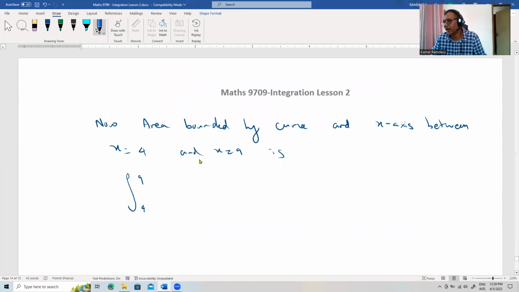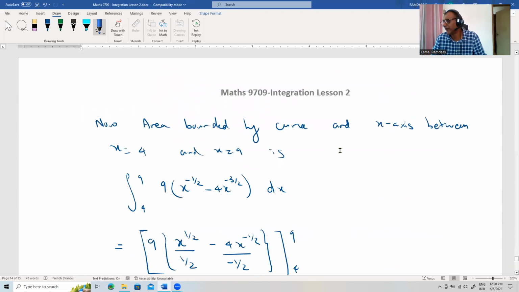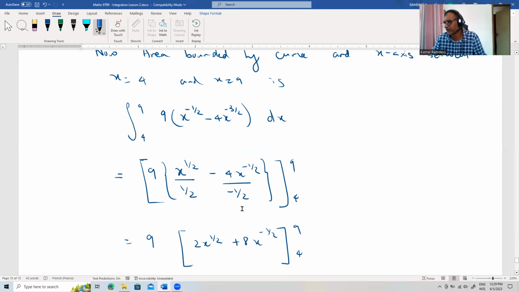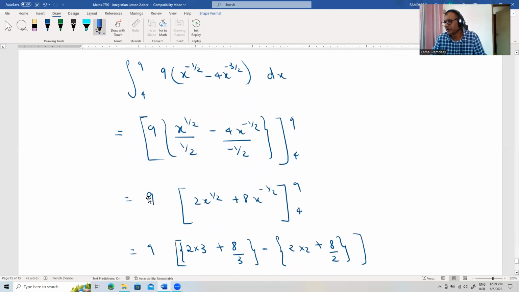Et là, now area bounded by the curve and the x-axis between x is equal to 4 and x is equal to 9. C'est intégration between 4 and 9 de 9 multiplied by (x to the power of minus half minus 4x to the power of minus 3 over 2) dx. Et là, on increase the power by 1. X to the power of half divided by half. On increase the power by 1. X to the power of minus half divided by minus half. OK?